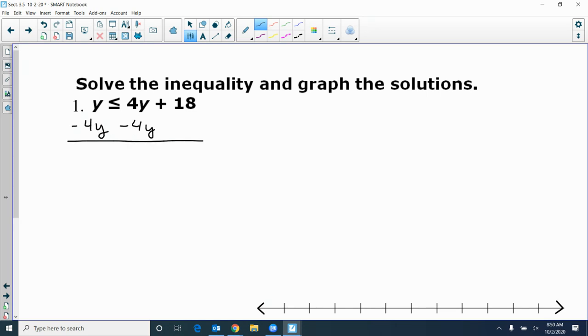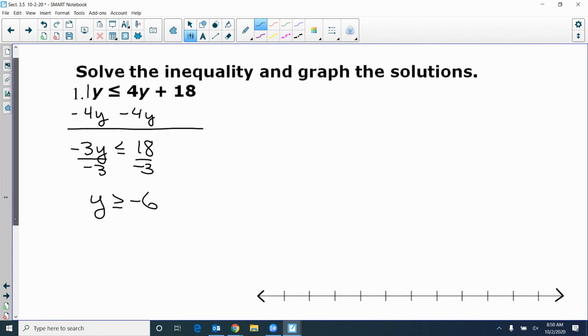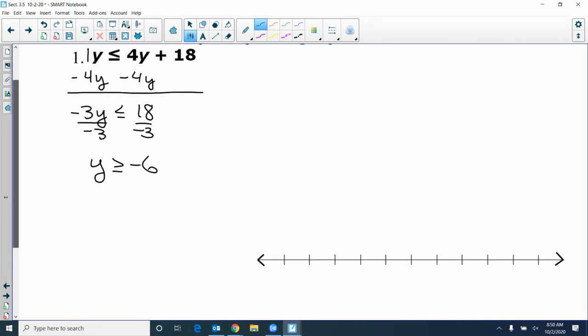And that's really your only option for this one because the other side doesn't have a constant. We can't move the 18 anywhere at this point. So you want to keep it over there. Y minus 4y, that's a 1 minus a 4, that's a negative 3y, less than or equal to 18. Divide by negative 3. That's going to flip my sign. Y is greater than or equal to negative 6.